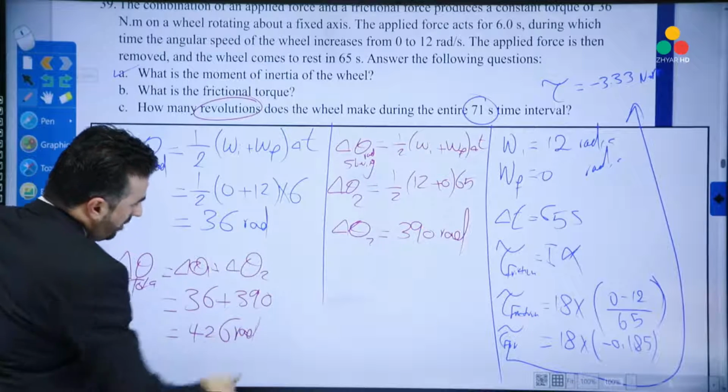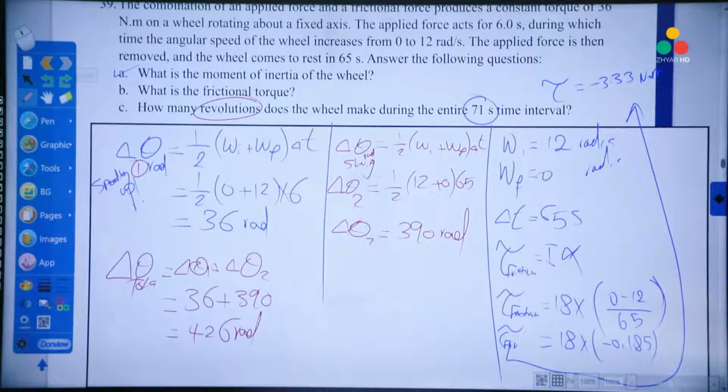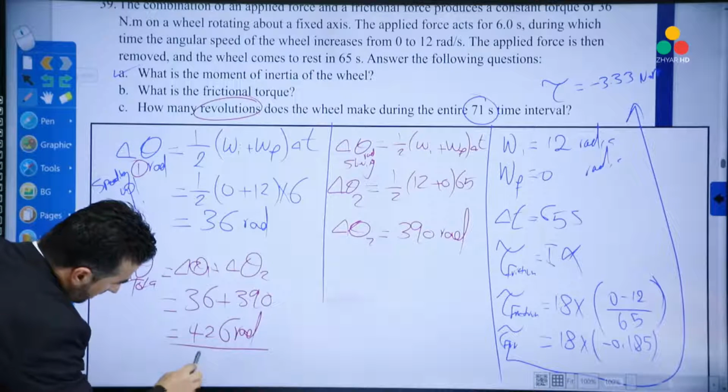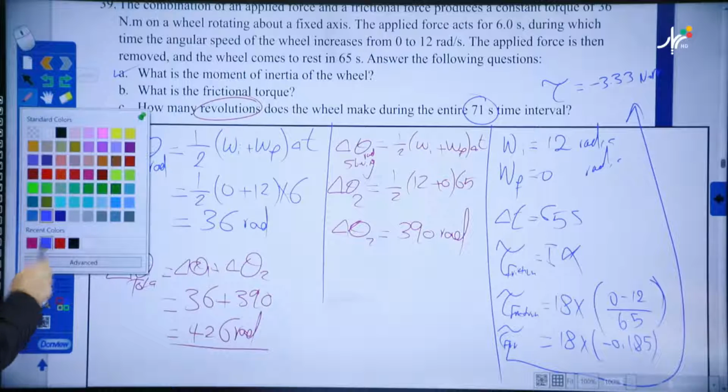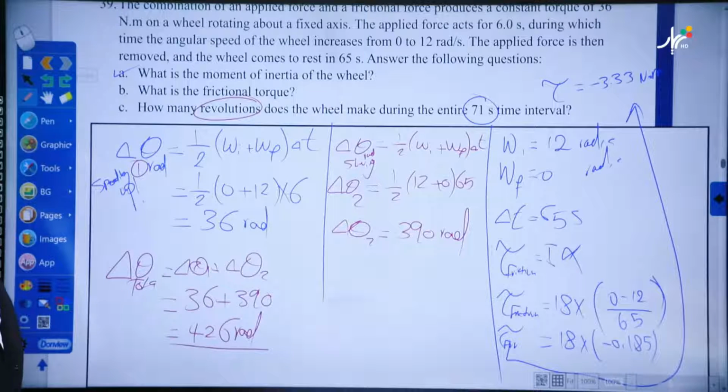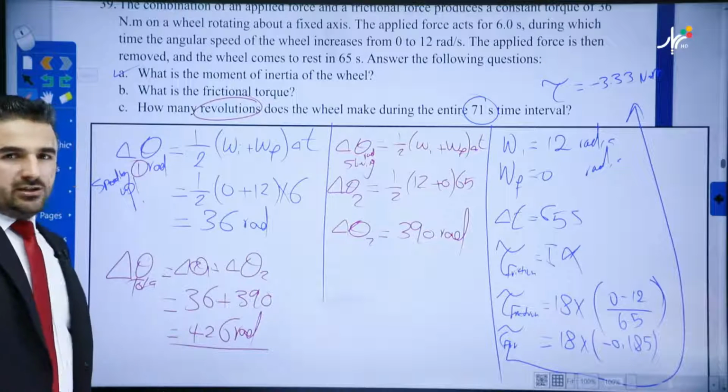426 radian. But you know that. How do we convert radian to revolutions? Divide this by 2 pi, because each 360 or whatever, or just divide by 2 pi.